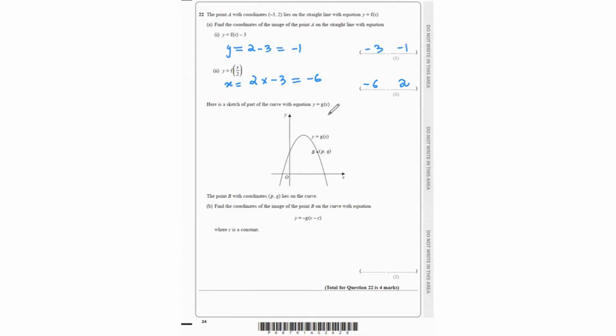Here's a sketch of part of the curve with the equation y equals g of x. The point B with coordinates p, q lies on the curve. Find the coordinates of the image of the point B on the curve with the equation y equals -g of x minus c. Two transformations are happening. The x value is moving c units to the right-hand side, and y is getting reflected in the x-axis. So since p is the x coordinate, it becomes p plus c, and y becomes negative because we're reflecting it in the x-axis. So -q, and p plus c for x.